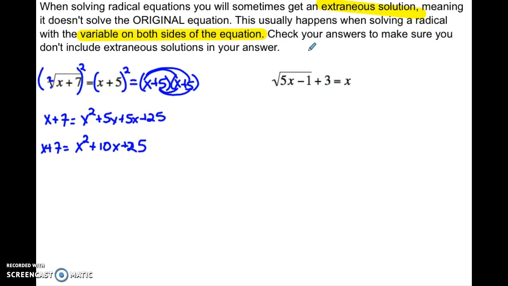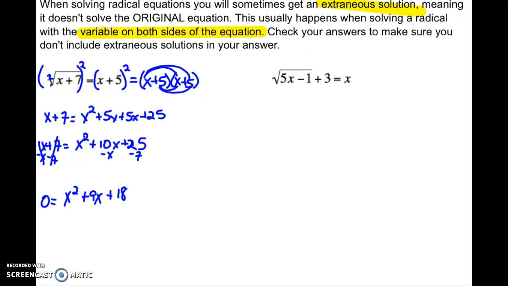And as always, pause as you need. Now we're back to our chapter 4 stuff. When we have an x squared and an x in the problem, we're going to have to set it equal to 0 and factor. So I want to end up with a 0 over here on this side. So that means we're going to have to subtract x, and keep your like terms lined up, and subtract 7. So we get x squared plus 9x plus 18.